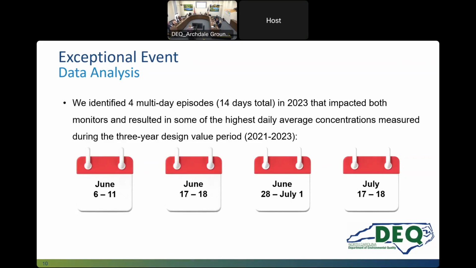So we identified 4 multi-day episodes, which was 14 days in total, in 2023 that impacted both the monitors and resulted in some of the highest daily average concentrations that were measured during the 3-year design value period. And all of those events were in June and July.